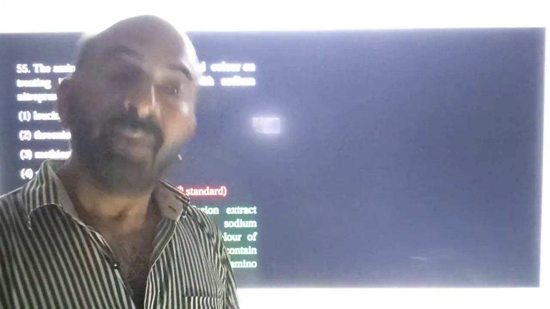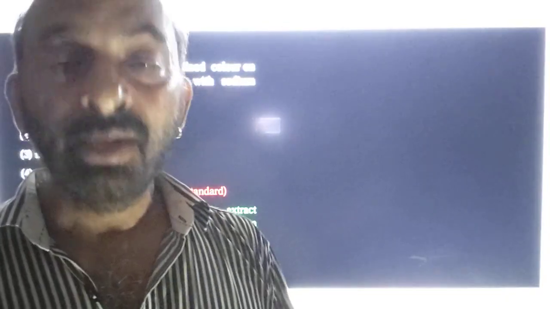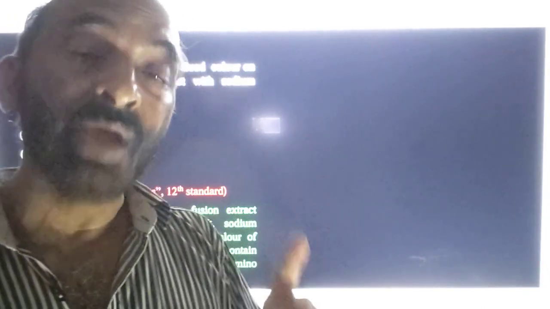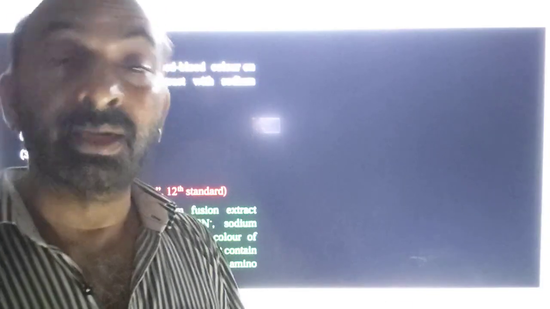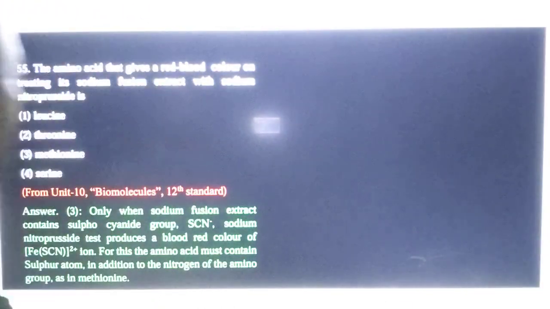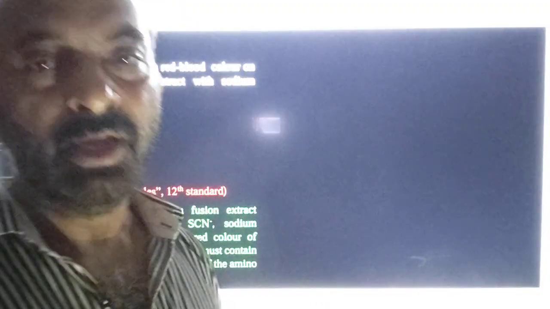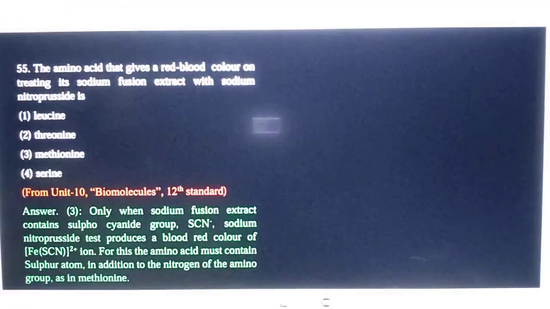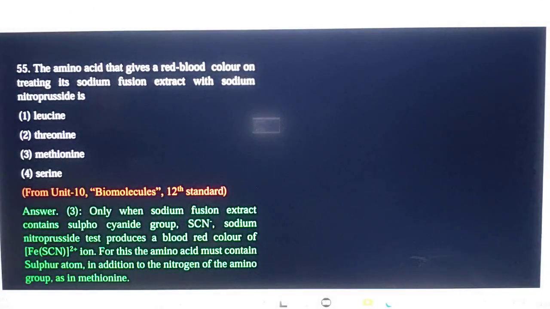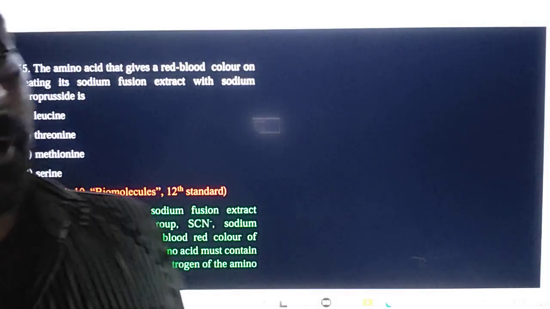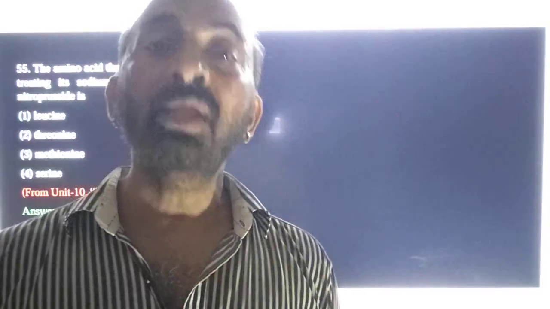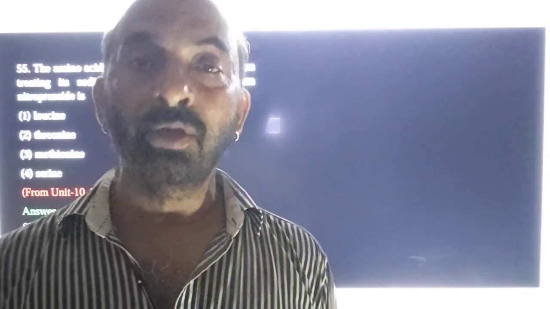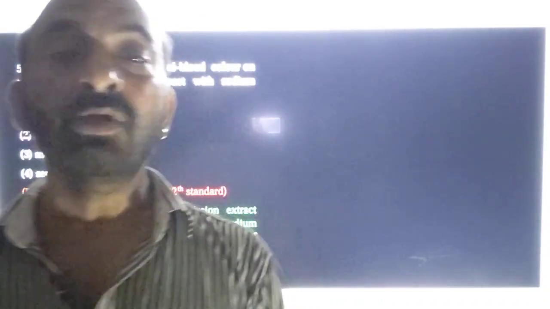So we can conclude that the amino acid has carbon always, nitrogen also because it is an amino acid, and the amino acid which also has sulfur will give a blood red coloration when treated with sodium nitroprusside. So we have to choose from leucine, threonine, methionine and serine. This question also tells you one thing: you have to be familiar with the structures of all the amino acids given in our textbook. The 20 amino acid structures you have to remember, otherwise such a question cannot be answered.